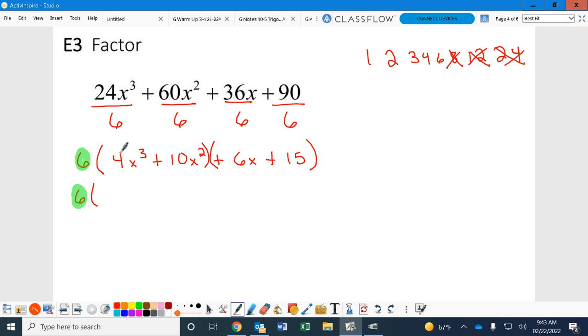What goes into 4 and 10? What is the biggest number that goes into 4 and 10? 2. What is the lowest power on the x's that I can put here? X squared. Put another opening parentheses. Opening parentheses. We're not closing one. Opening. And then we're going to divide both of these by 2x squared.